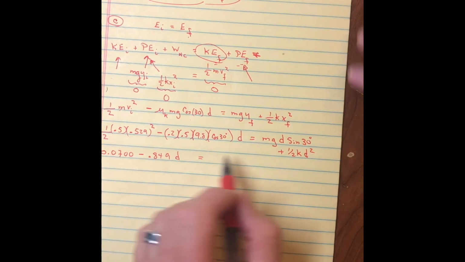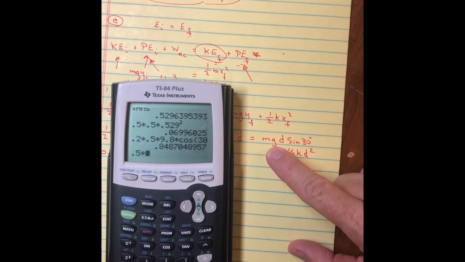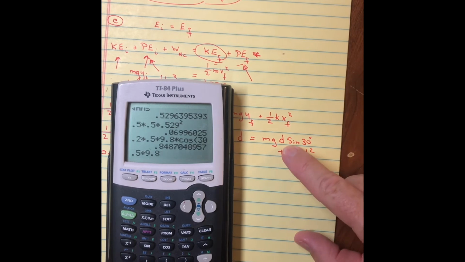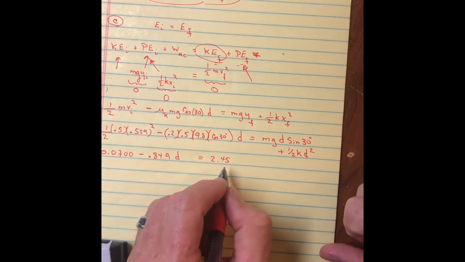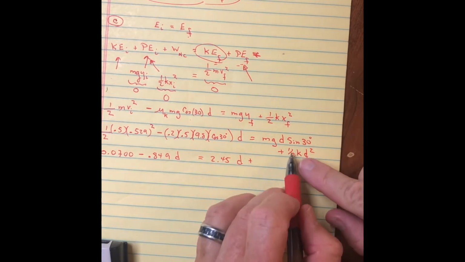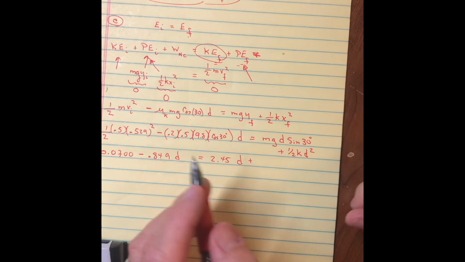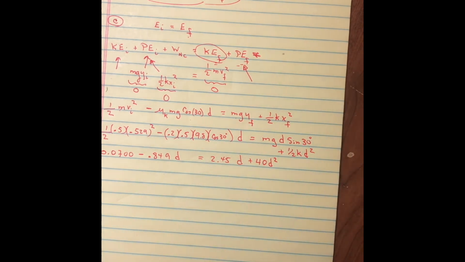So again, if we put in the numbers we know, let's look at this first term. The mass is 0.5. G is 9.8. D I don't know. Times, and sine of 30 is 1/2. I'm going to get a 2.45 d here. And then this 1/2 k, remember, is 80. So that would be 40 d squared.